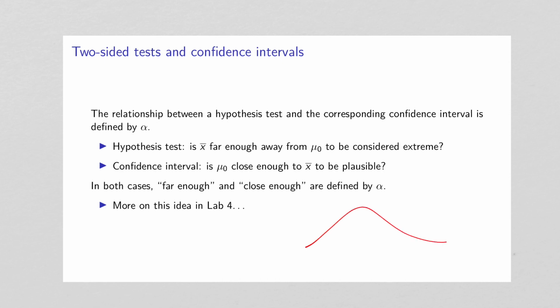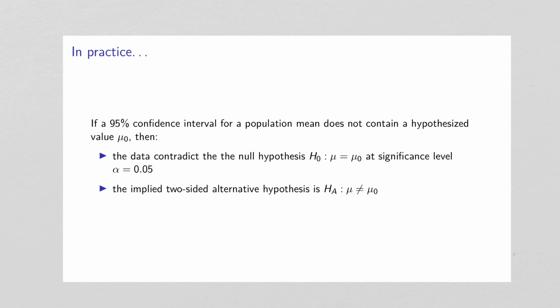We talked about far enough out here because our alpha is 0.025 in each tail when alpha is 0.05. Far enough or close enough would be in here, and that's why alpha defines that. If a 95% confidence interval for a population mean does not contain a hypothesized value, then the data contradict the null hypothesis at that significance level, and the implied two-sided alternative is that it's not equal. So we reject the null and we go with the alternative.